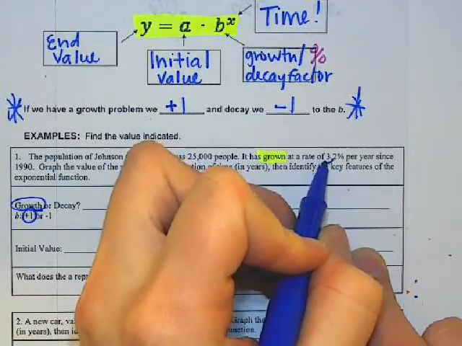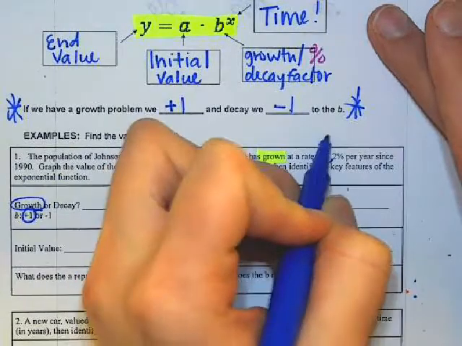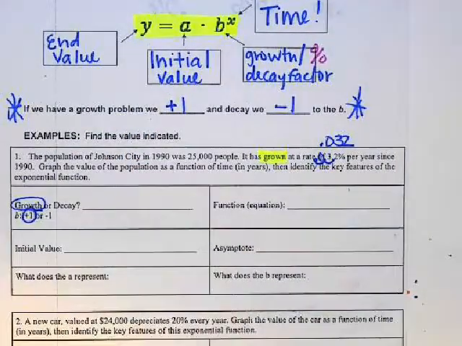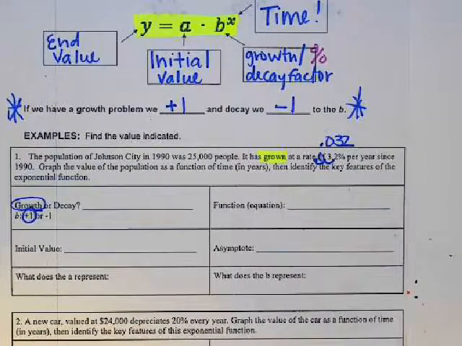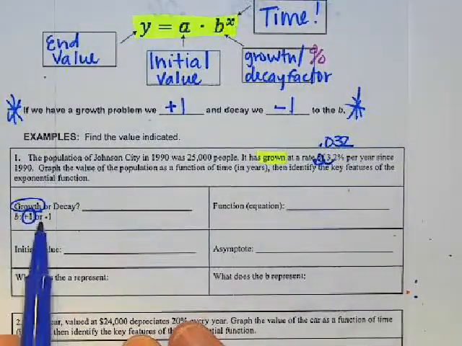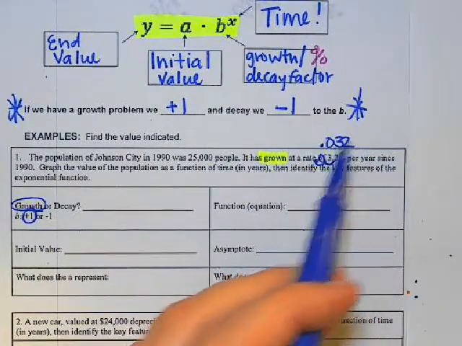Move your decimal 2 times. So this is really what? 0.032. Now, you need to write that above 3.2%. Now, we said we're going to do what? +1. So I need to do 1 plus my percent number, 0.032.